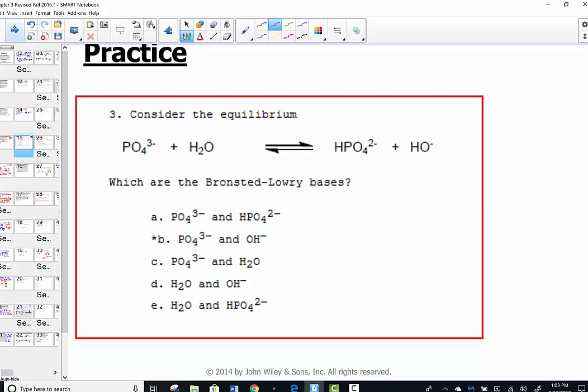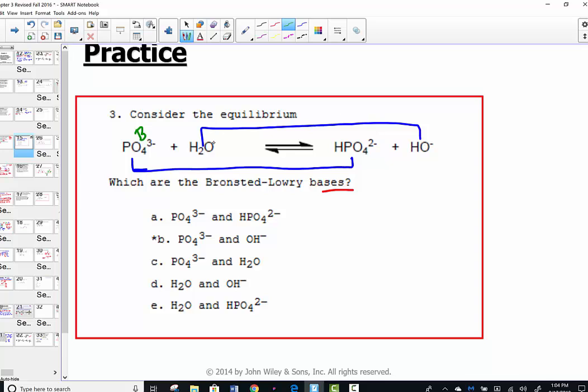Here's another test question. It says, let's find the Bronsted-Lowry bases in the following equation. And I know it's Bronsted-Lowry because I'm looking at conjugate pairs. Conjugates are always different by one hydrogen ion. Phosphate and hydrogen phosphate are conjugate pairs. Water and hydroxide are conjugate pairs. Conjugates differ by one hydrogen ion. We want to know the bases. The bases have one less proton. Between PO4 3 negative and HPO4 2 negative, the first has one less hydrogen. It's the base.